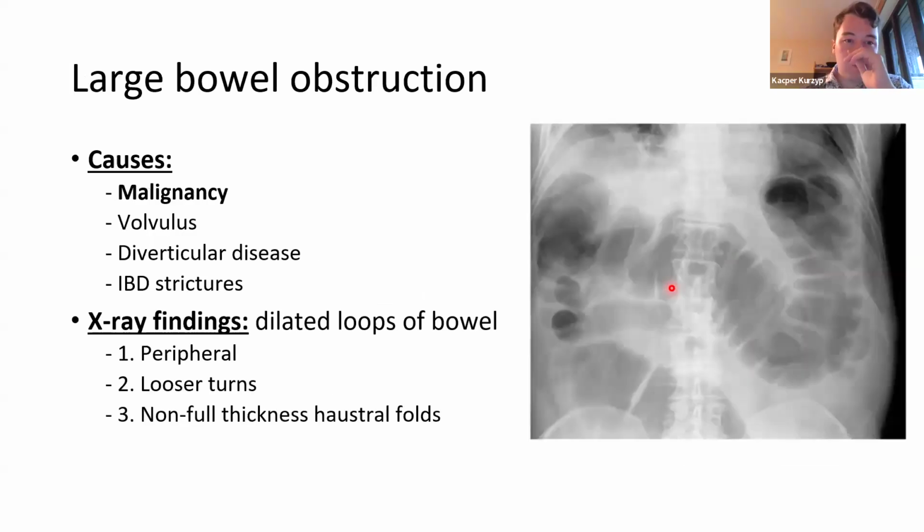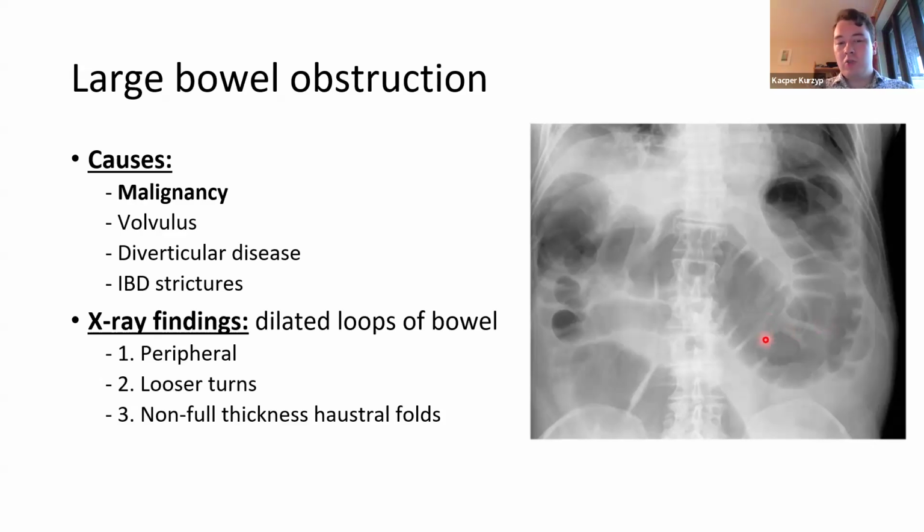Now the large bowel, unfortunately, here you have to consider malignancy, especially in the older patient. We will talk about volvulus on the next slide, I think. Potentially it can be caused by diverticular disease if they form inflammatory strictures. And IBD can also result in strictures which cause obstruction.